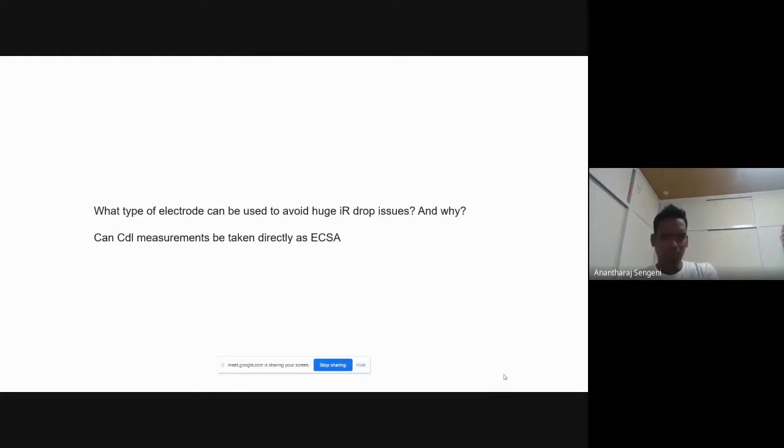What type of electrode can be used to avoid huge IR drop issue, and why? Can CV measurements be taken directly as ECSA? Yes, that's a very good question. Because type of electrode can also impart huge IR drop. If the electronic conductivity of the electrode is poorer, there will be huge uncompensated resistance. And if the dimension of the electrode is 3D and highly porous or so rough, and the double layer thickness is so high that it takes longer time to charge the double layer, there will be huge potential delay that will ultimately result in huge IR drop.